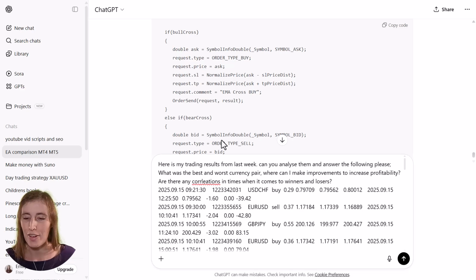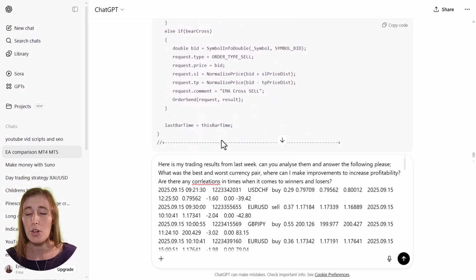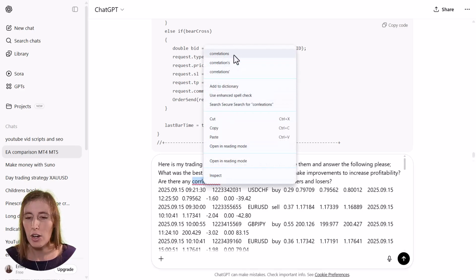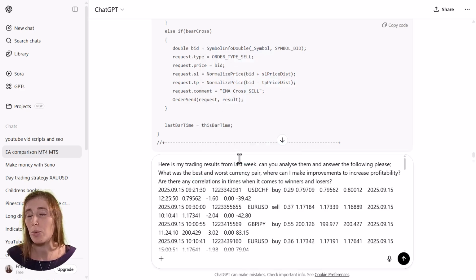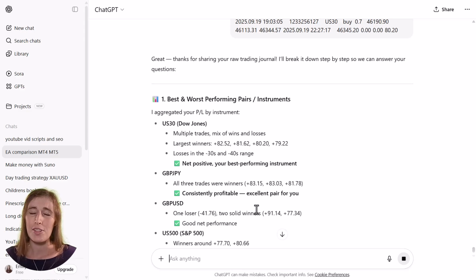So I have asked for it to tell me the best and the worst currency pair, because if I have a currency pair that's just losing, I'm not going to continue trading that pair. And I've got a feeling that Bitcoin is going to be that pair. I'm also asking where I can make improvements, if it's got any suggestions, and whether there are any correlations in times when it comes to winners and losers. Because if I'm constantly taking losers during a certain time, I can edit the code in my bot to avoid that time for trading. And this is why I love using ChatGPT.